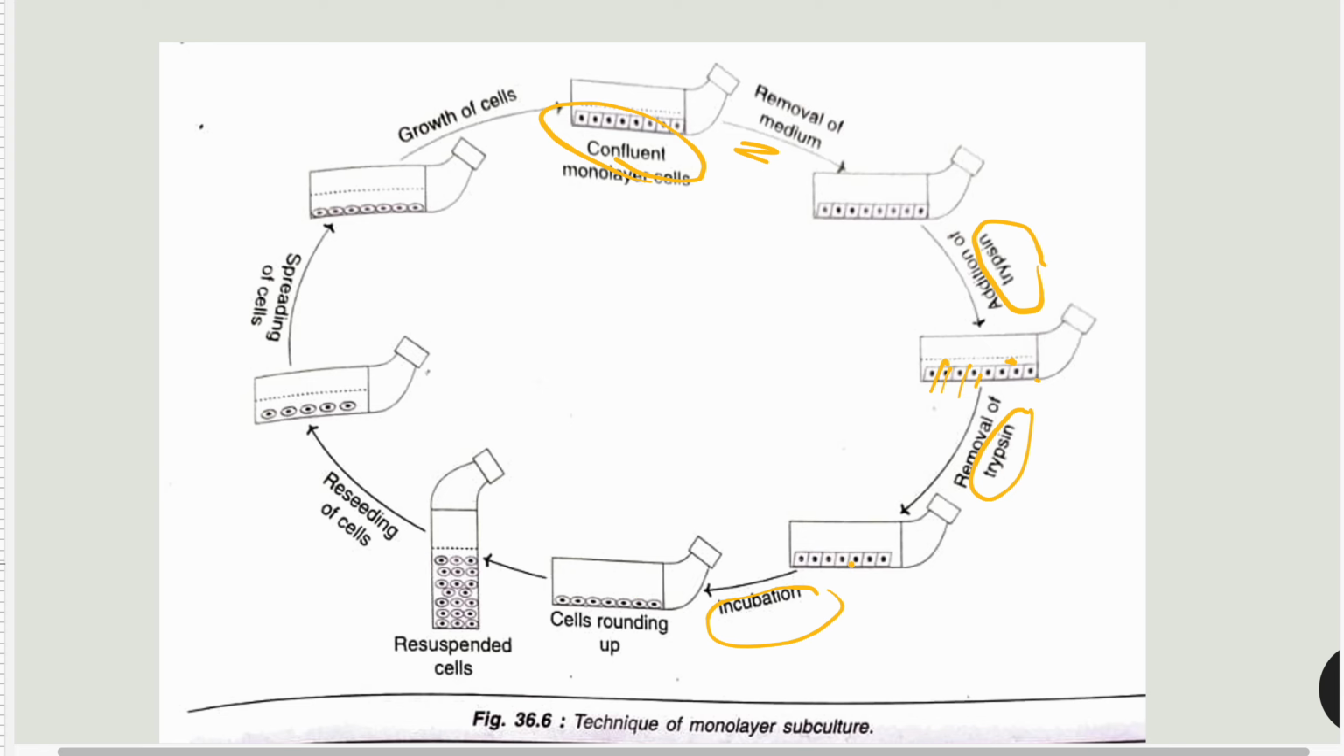After removal of the trypsin, it is incubated for some time. After incubation, you can see the cells change shape and round up. After the cells round up, the cells are resuspended. Here again, after resuspension, the cells are separated from each other. These individual cells are taken and reseeded in a new media. Here you can see the new media. You can see again the cells are reseeded, reseeded in the sense of again culturing, reculturing. Okay, and the cells are spread as a monolayer. Again the growth of the cells takes place. When it reaches the confluent stage, again the things will repeat. Okay, so this is the monolayer subculturing.